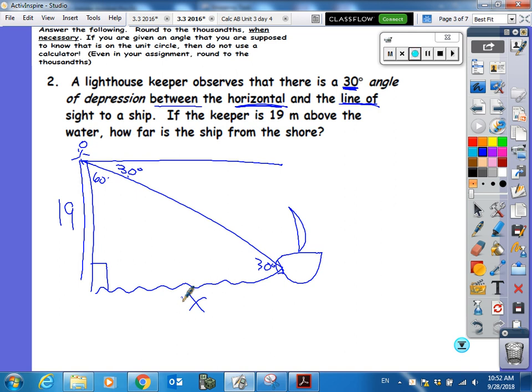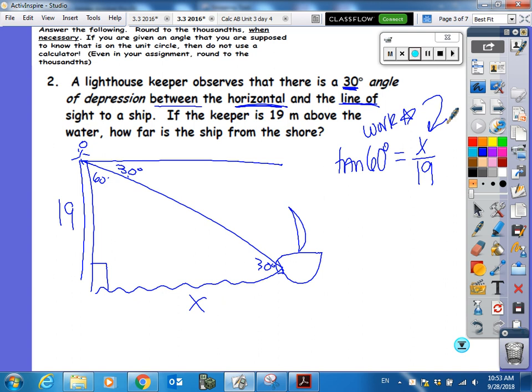So I'm going to say I don't know the opposite, but I do know the adjacent. So in this problem, it doesn't even matter what the hypotenuse is. We don't even care about that. So I'm going to say the tangent of 60 degrees equals opposite over adjacent. If you like the 30-degree angle better, the tangent of 30 degrees equals 19 over x. You're going to get the same answer, you just have a different setup. So this right here would be the work I would expect to see.